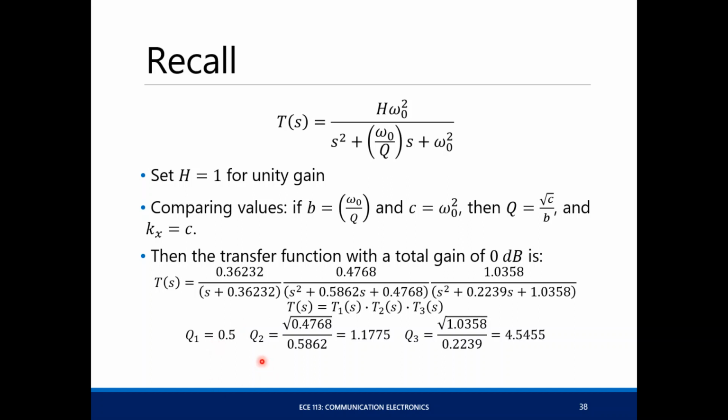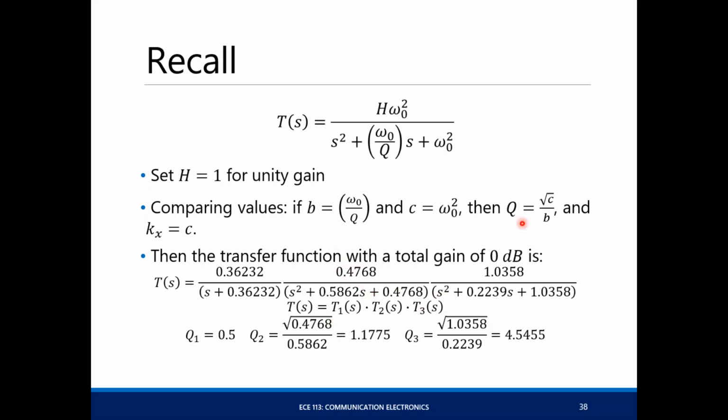So first, let's look at the Q factor of each transfer function. The first transfer function is just a first order filter. Its Q factor is 0.5. The second transfer function is a biquad.